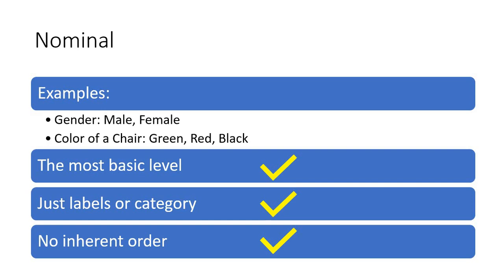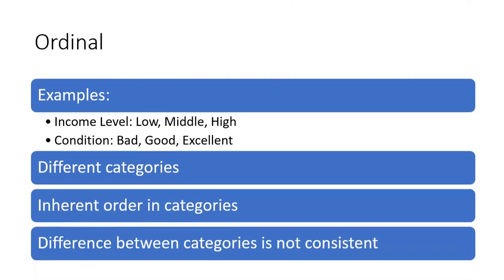Similarly, the color of a chair can either be green, red, or black. Again, green, red, and black are just labels. There is no order in them. You cannot say that black is better than red, or red is better than green, or green is greater or smaller than red, or red is smaller or greater than black. This is the nominal level of measurement.